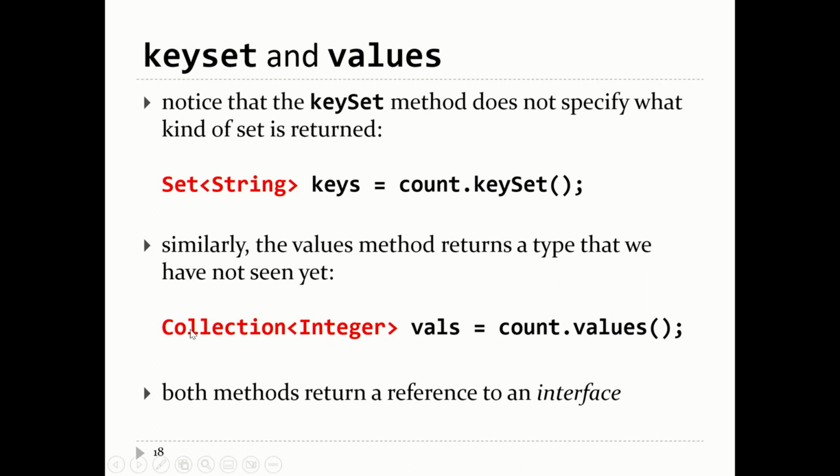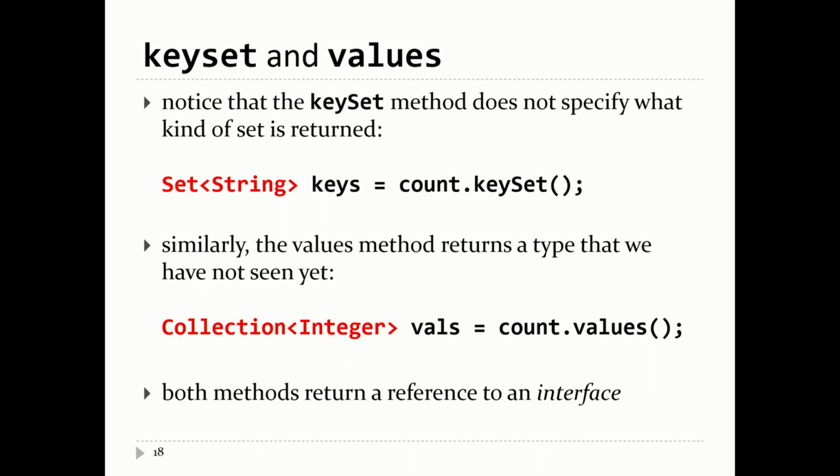Similarly for the values method, it says it returns a collection, but it doesn't say what kind of collection. So it's not a set, because the values aren't necessarily unique. But you also don't know if it's a list or not. All you get back is this thing called big C Collection. And the question is, what are these things? Because we haven't seen these before.